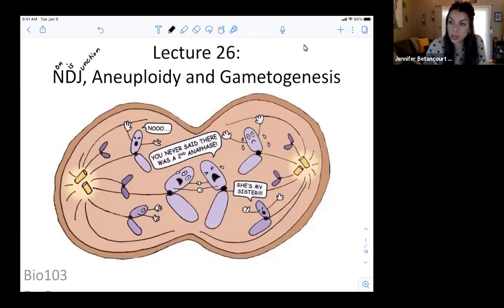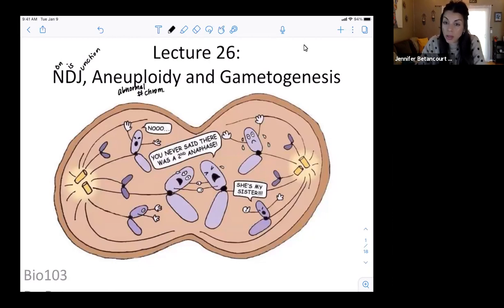And nondisjunction leads to something we call aneuploidy, which is the abnormal number of chromosomes in a given cell. So we'll just say abnormal number of chromosomes in a cell. An meaning different, ploidy is how we describe chromosomes.